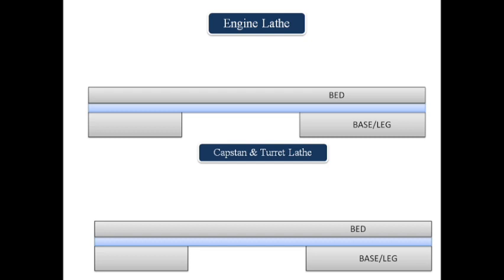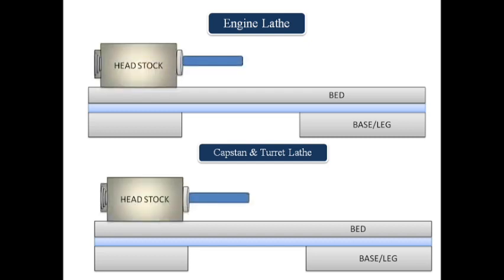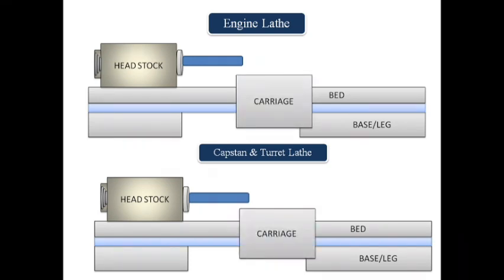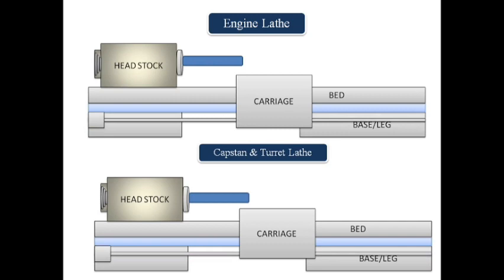Over the bed lies on the left hand side the headstock. The headstock is the powerhouse of any lathe machine, which transmits power to the different parts of the lathe. The next part is the carriage. The carriage can slide from left to right with the help of a feed rod and the lead screw. The carriage is an important part which contains the cross slide, compound rest and the tool post.